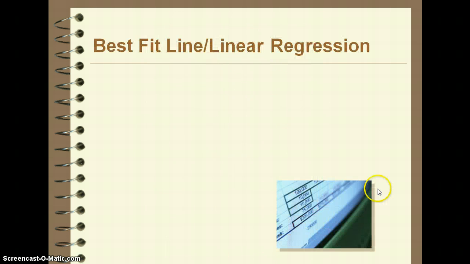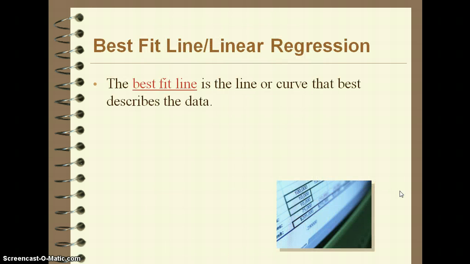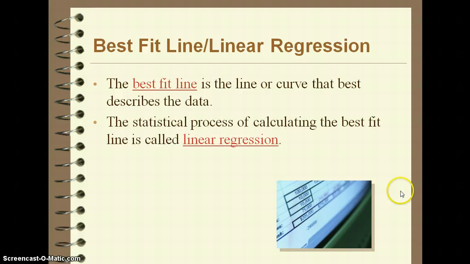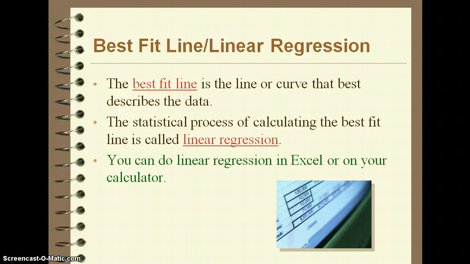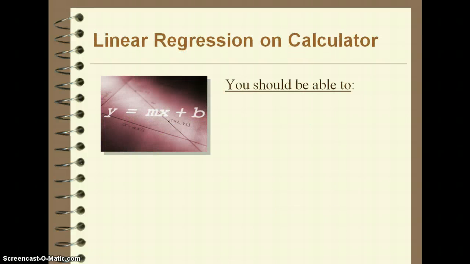So what is the best fit line? It's a line or curve that best describes the data. And the statistical process of calculating the best fit line is called linear regression. So if we did this statistically, we'd actually be calling it linear regression. If we just sketch a curve or sketch a line that best describes or approximates the data, that's called a best fit line. And we'll use Excel and we'll use our calculator to do linear regressions. I'll talk more about that in another video or in class.